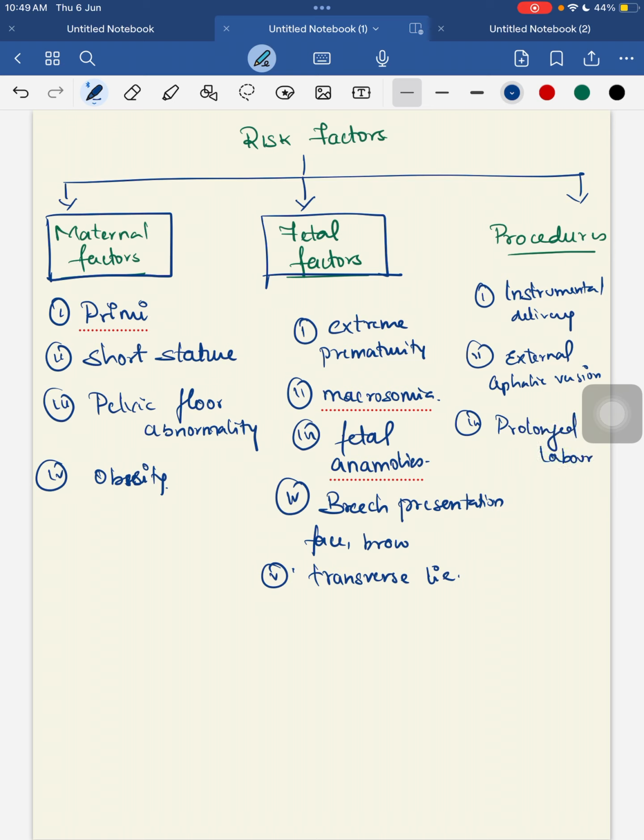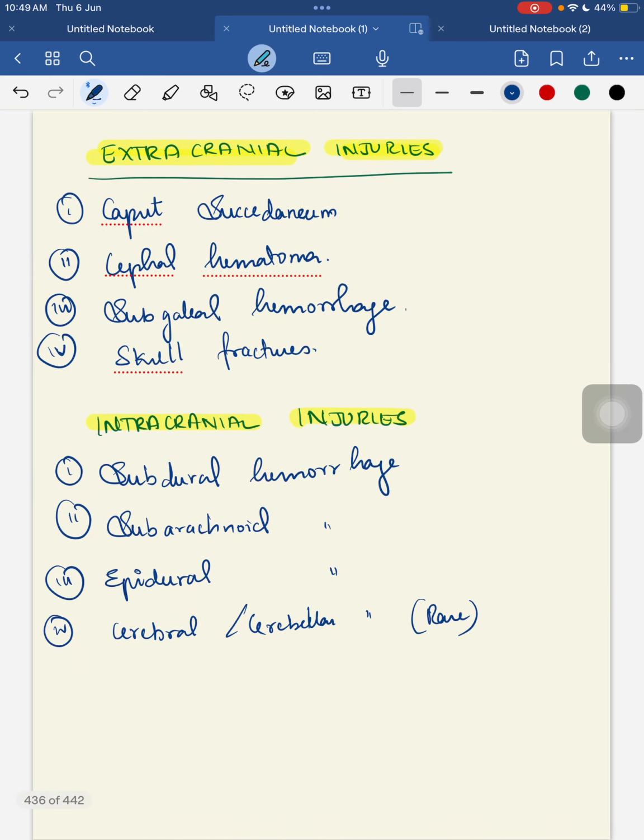Next, going on to the topic proper, that is our birth injuries. In birth injuries, we have our extracranial injuries and our intracranial injuries. In extracranial injuries, first one is a caput, second one is a cephalohematoma, third one is a subgaleal hemorrhage, fourth is your skull fracture. Going on to the intracranial injuries, one is your subdural hemorrhage, which is most common, and subarachnoid hemorrhage is the second most common, and third one is your epidural hemorrhage, which is very rare, and fourth one is your cerebral and cerebellar hemorrhage, that is also very rare.